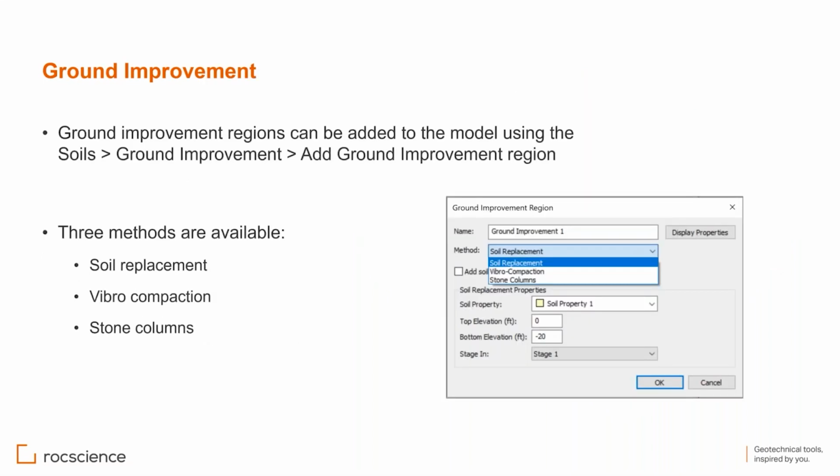Moving on, ground improvement regions can be added to the model using Soils, Ground Improvement, and Add Ground Improvement Region. Three methods are available, which are soil replacement, vibro-compaction, and stone columns. As you can see in this dialog, you have a drop down under the methods, and three of the methods can be chosen.